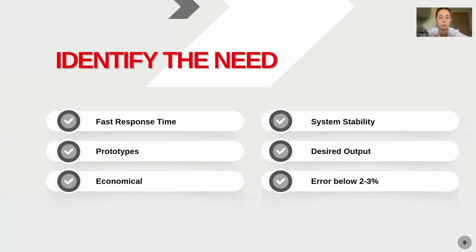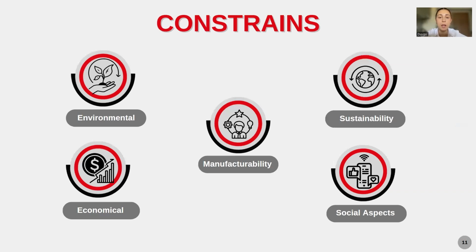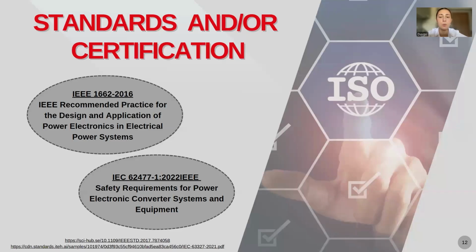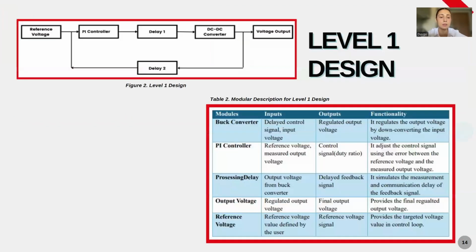We researched markets and engineering requirements and determined all requirements, as you can see on the page. Economic and manufacturability were our most important constraints. And finally, we determined the standards and we designed acceptable projects according to these standards. In the level 0 design, we summarize the functioning of the systems and its main functional components, and in level 1, we have determined appropriate systems according to functions.